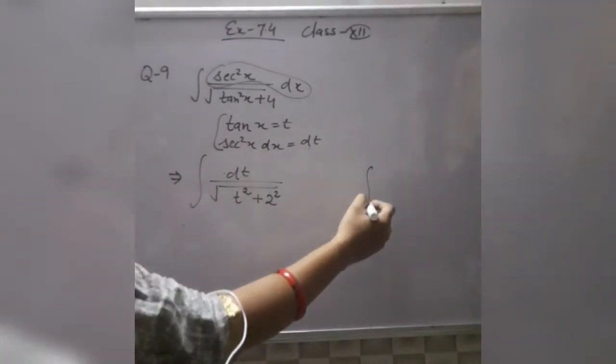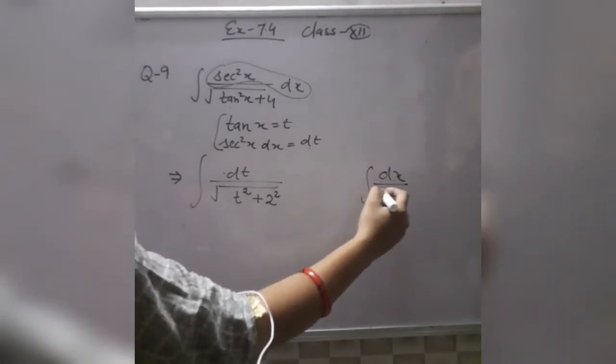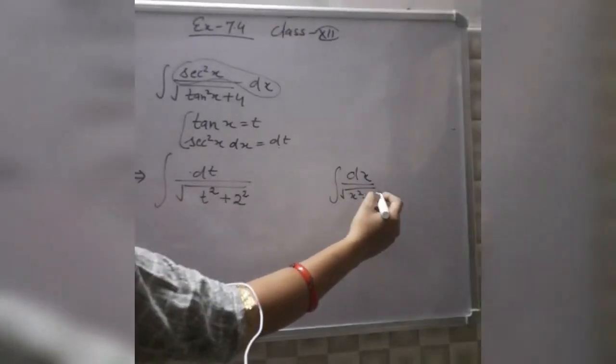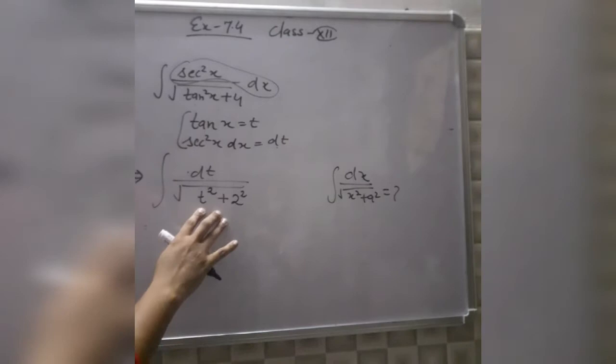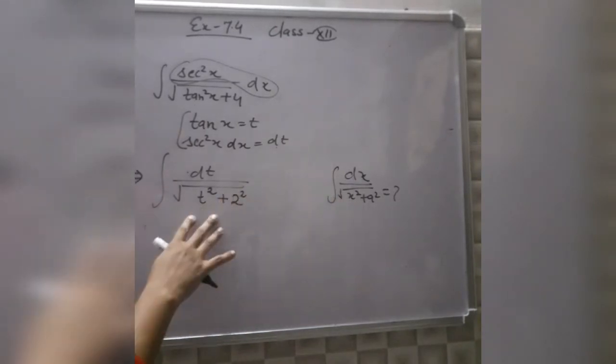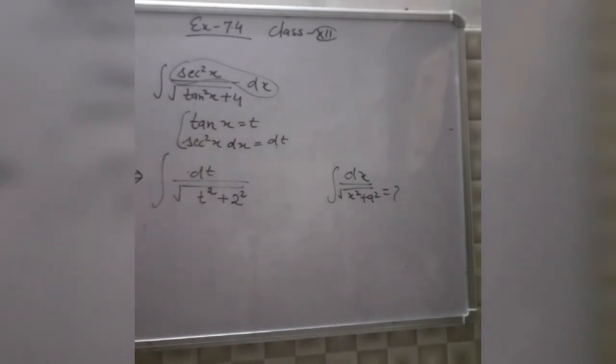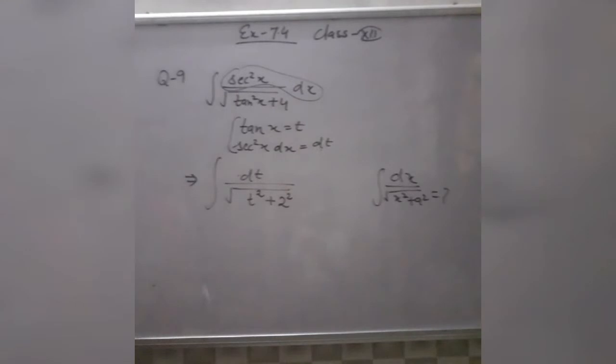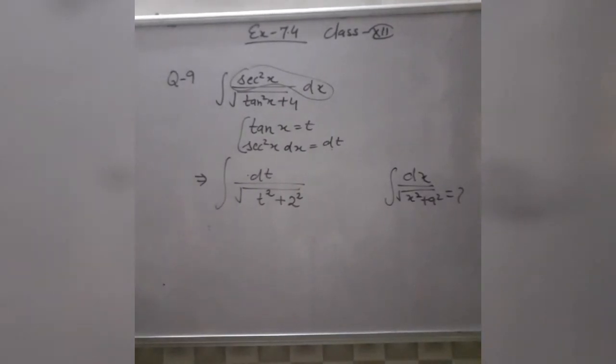Now it becomes this form, dx by root x square plus a square. After that you will just put this formula here, and in the last step in place of t you will put the value of t. So now what is the formula for this form? Integration of dx by root x square plus a square.